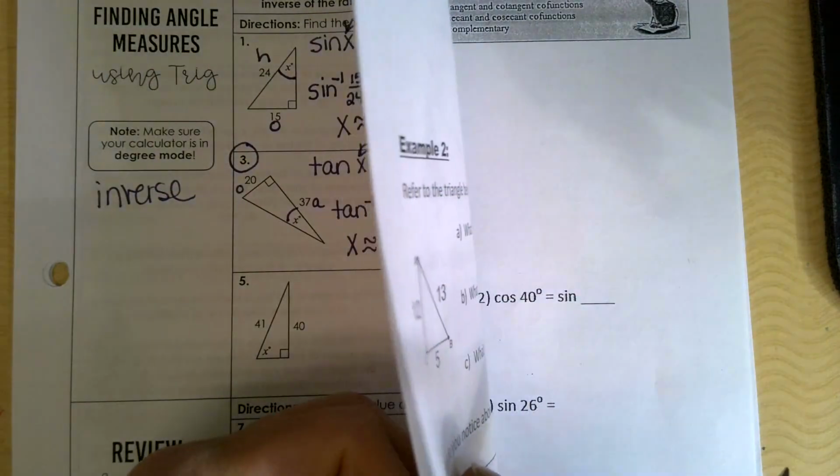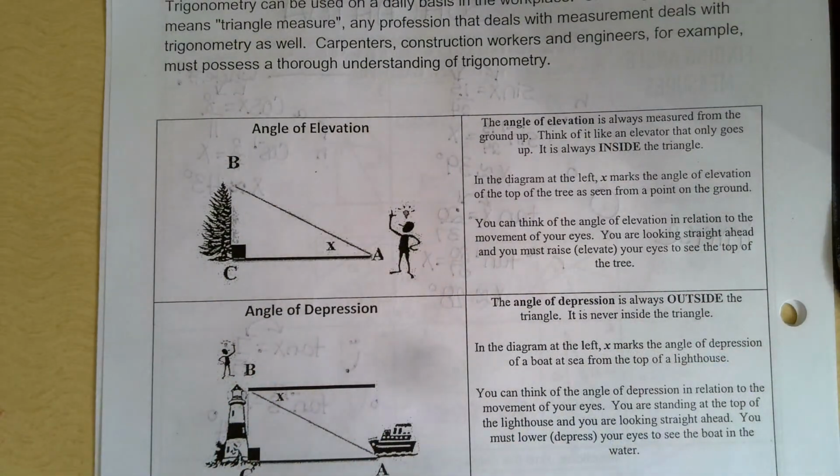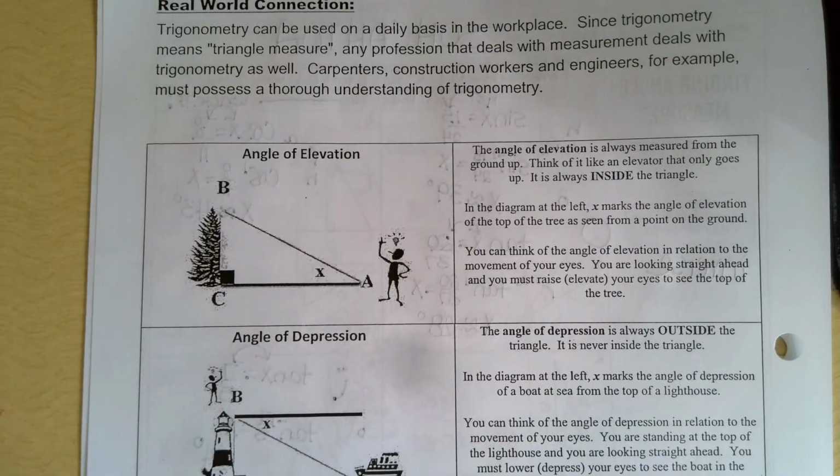All right, let's flip over to the next page. Now, the next thing we're going to talk about is angle of elevation and angle of depression. So trig can be used on a daily basis in the workplace. Since trigonometry means triangle measure, any profession that deals with measurements deals with trig as well. Carpenters, construction workers, engineers, for example, must possess a thorough understanding of trigonometry. That's why they take a lot of math when they're in school.